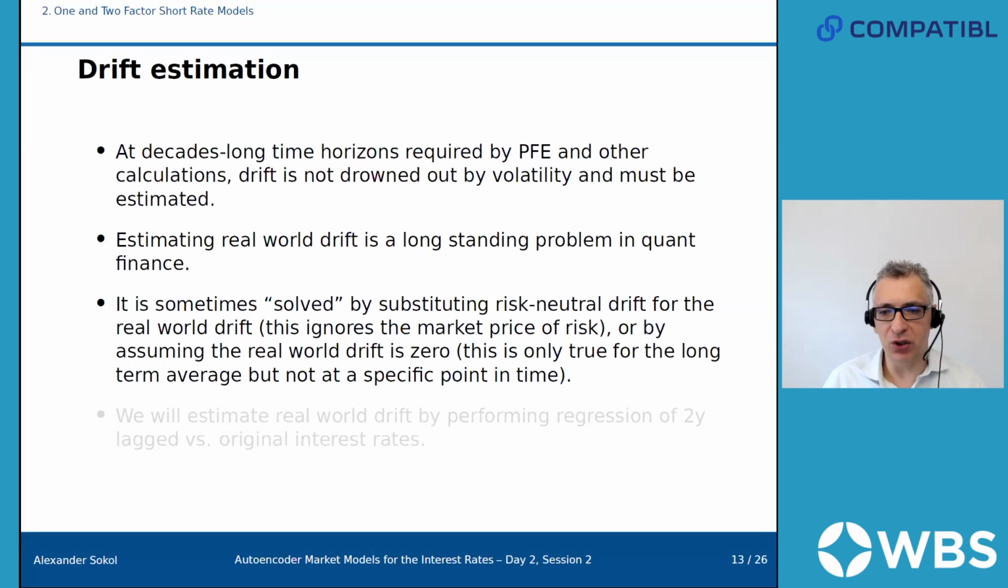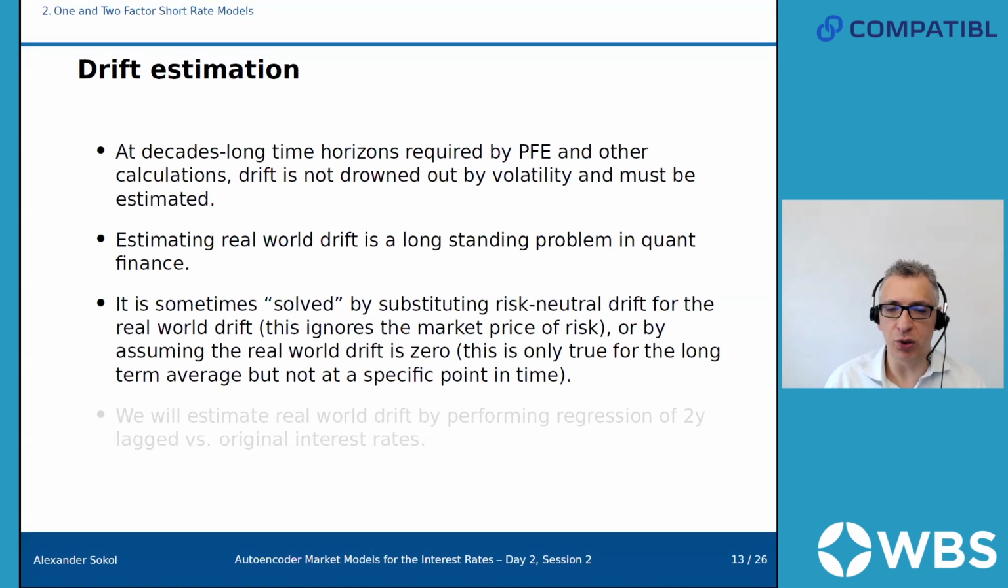Well, sometimes it's solved by just saying you use the risk-neutral drift. That's actually a bad idea because the reason long-term rates are higher than short-term rates is the market price of risk, right? If not for the market price of risk, the average 30-year swap yield would be exactly the same as the overnight rate. Because rates move in a finite range, and without the market price of risk, the swap rate is actually just the average of the short-term rate over the 30-year period.